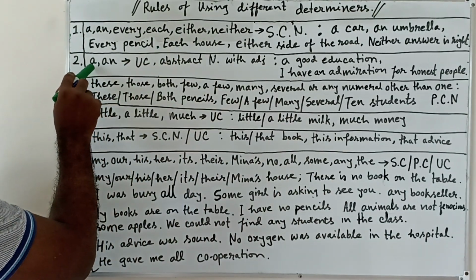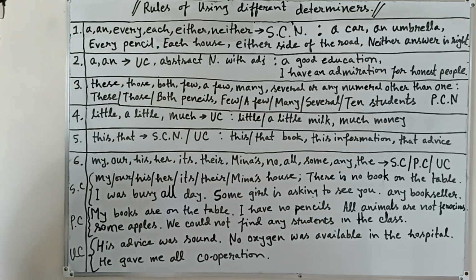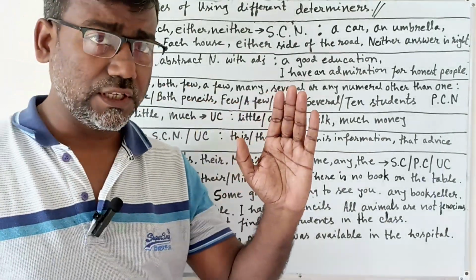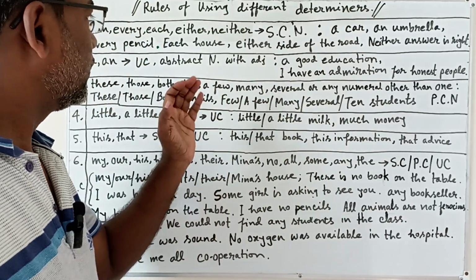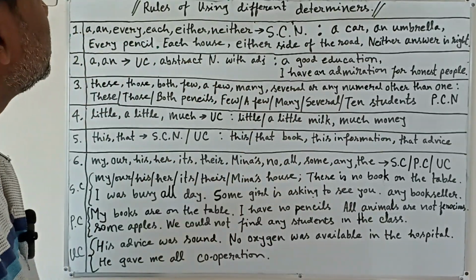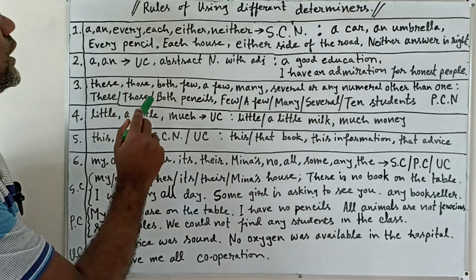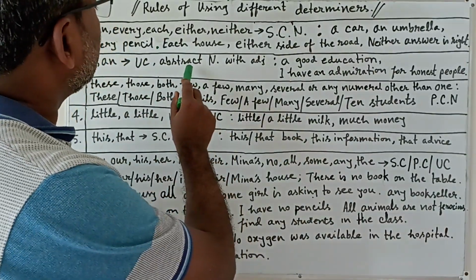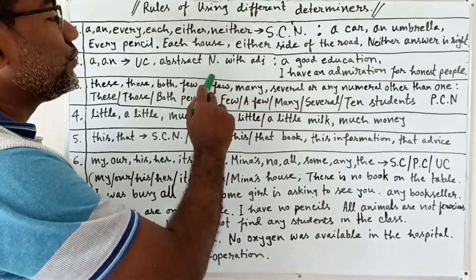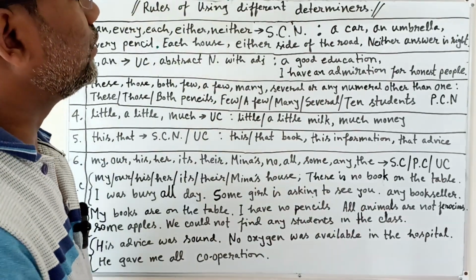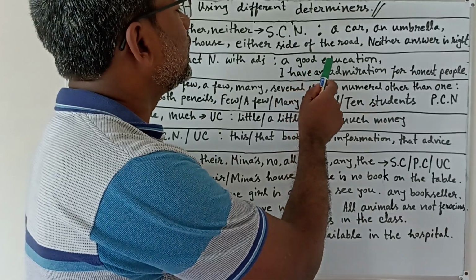Next rule. An goes with uncountable noun. What uncountable noun? You can't usually use a or an with uncountable noun, but here the rule says you can use an before uncountable noun. There is a condition here. The noun should be abstract noun and there will be an adjective before or after it. Let's see the example. Here an example, a good education.